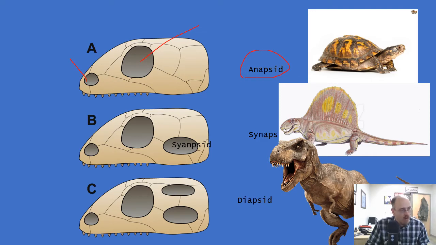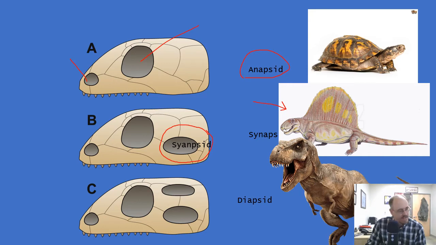Synapsids have one hole in the skull. Synapsids include things like Dimetrodon, this cool Paleozoic synapsid creature, not a dinosaur, but this synapsid thing that has a big sail on its back. That's a synapsid, and so are you. You are a synapsid. I am a synapsid.